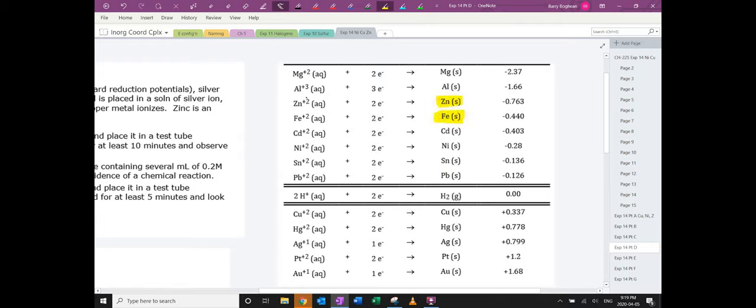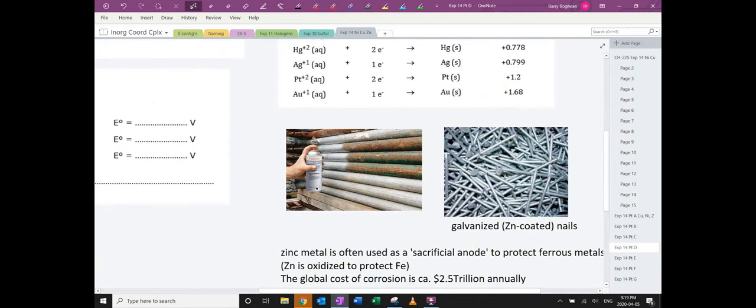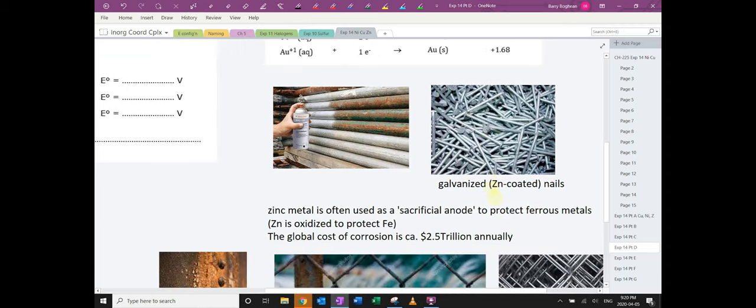You might wonder, well, that doesn't make sense, does it? If zinc is more readily oxidized than iron, how does that protect the iron? Well, in fact, it does, because when iron oxidizes, the iron oxide flakes off easily, exposing fresh metal, and oxidation continues. But when zinc is oxidized, and it's oxidized more readily than iron, it forms an impervious zinc oxide layer that protects what's beneath from further oxidation.